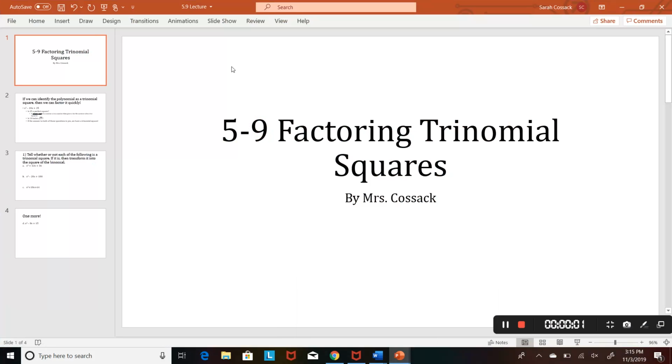All right, we're going to go and do our last lecture for the chapter, for now at least. Section 5.9 is on factoring trinomial squares. So this is something you already know how to do, and let's see if we can factor more quickly.